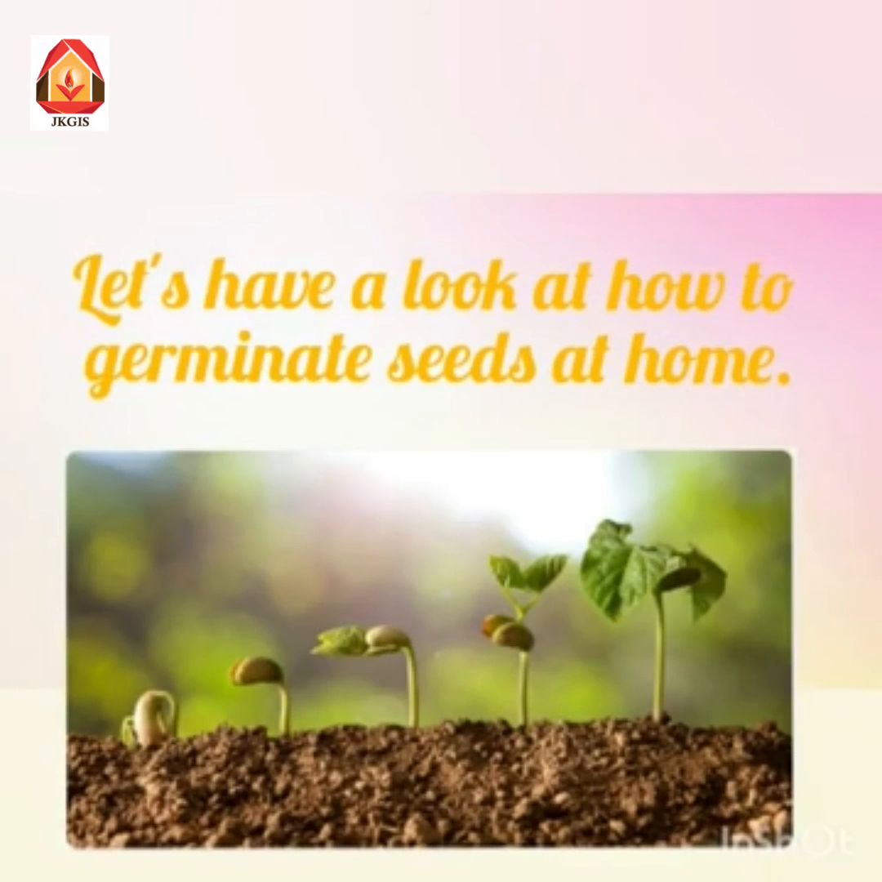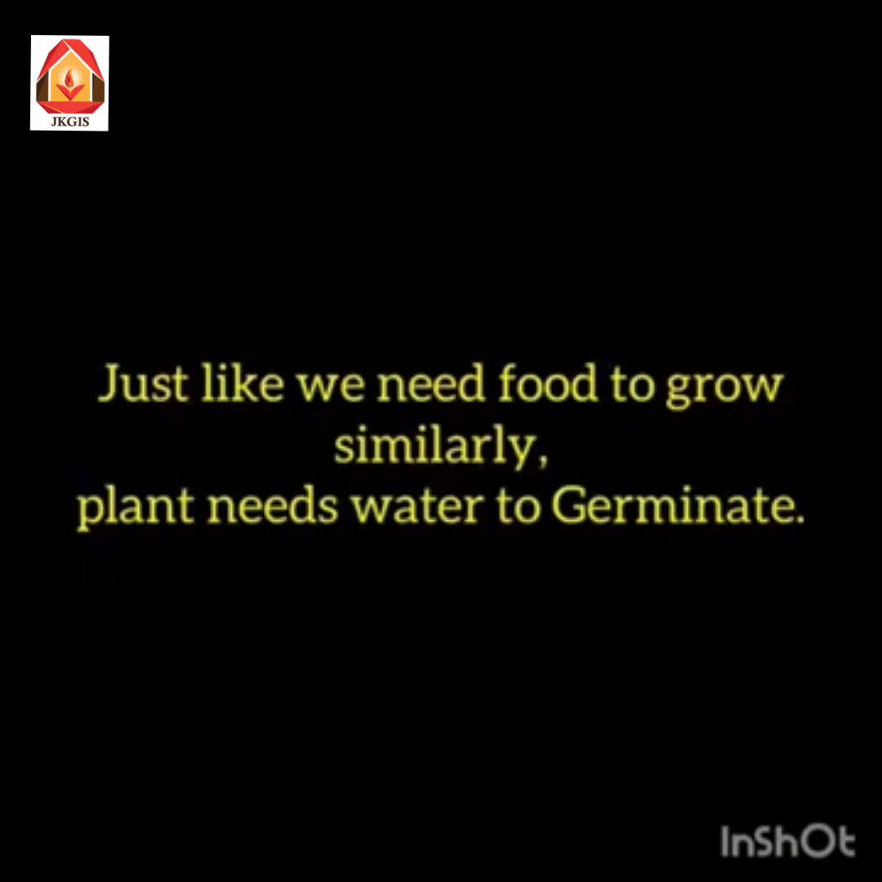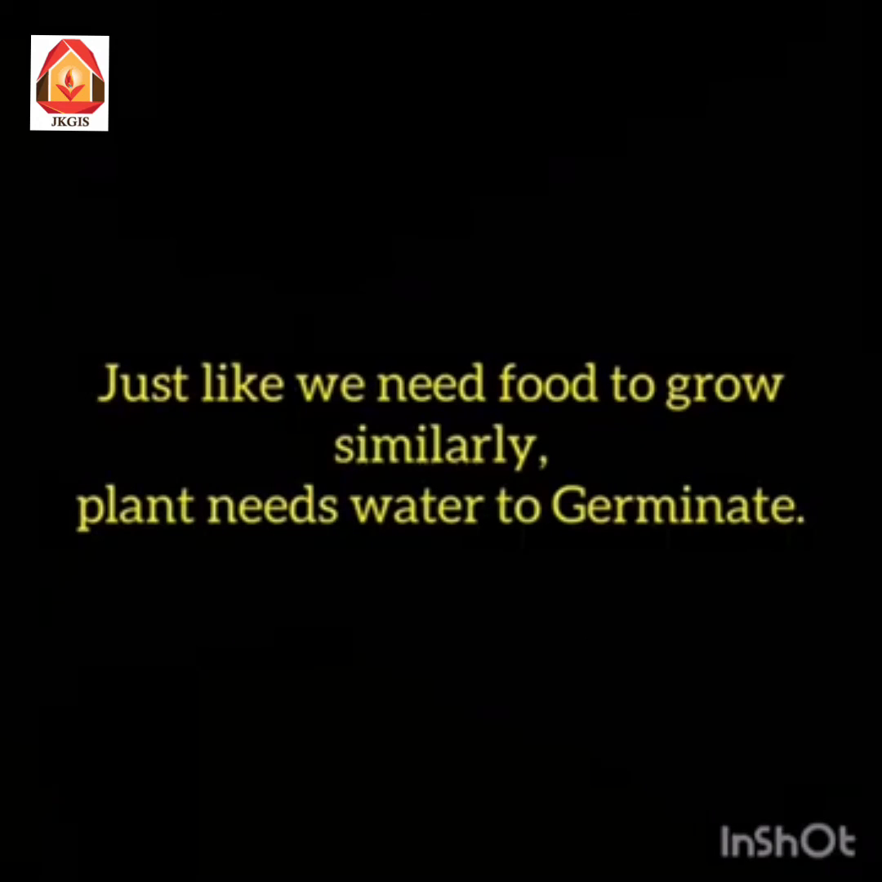So kids, now let's have a look at how to germinate seeds at home. Once the roots come out, you can also put them into the soil. So now kids, take some green lentils and pour them into a bowl. Now wash them properly 2 to 3 times and drain the water. Now again pour some water into it and soak it overnight. Remember kids, just like we need food to grow, similarly plants need water to germinate.